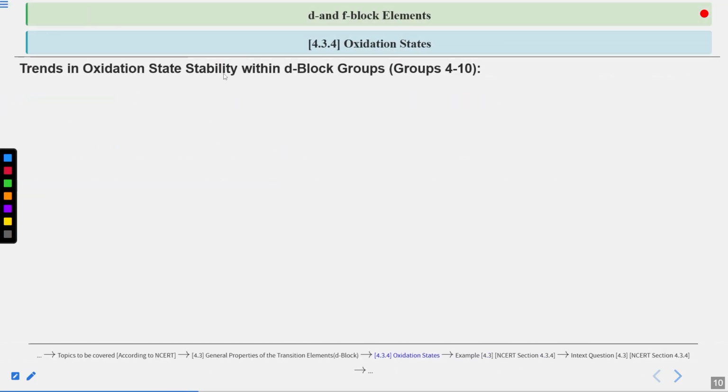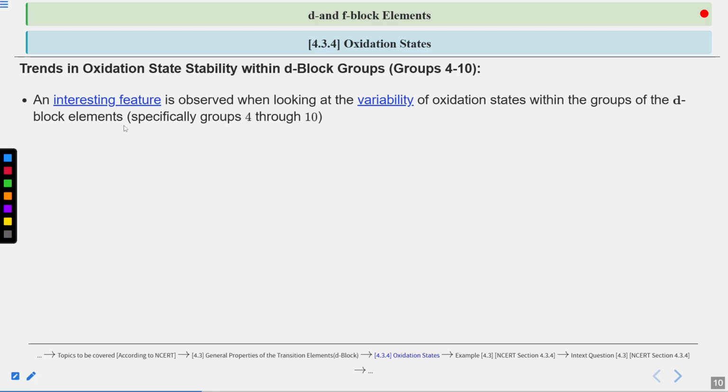Trends in the oxidation state stability within the D block groups from group 4 to 10. An interesting feature is observed when you're looking at the variability of the oxidation state shown by the D block elements, especially from group 4 to group 10.